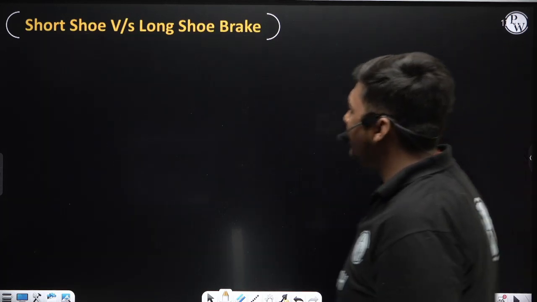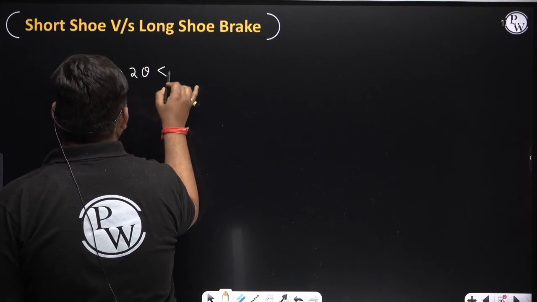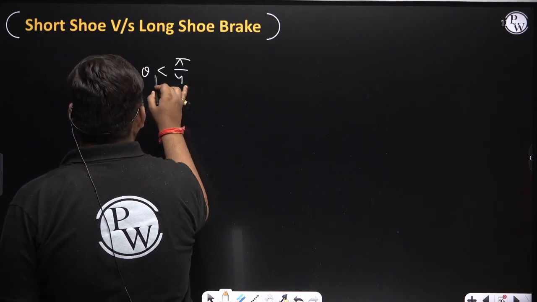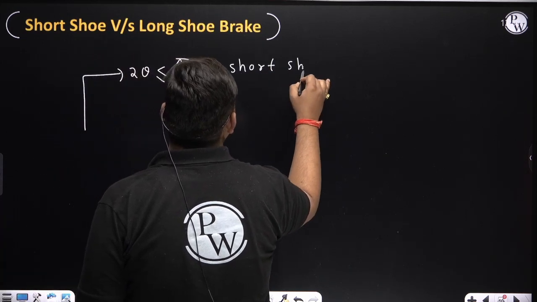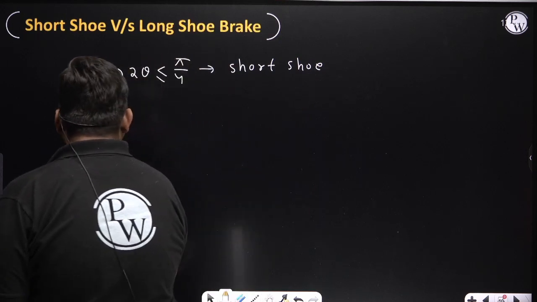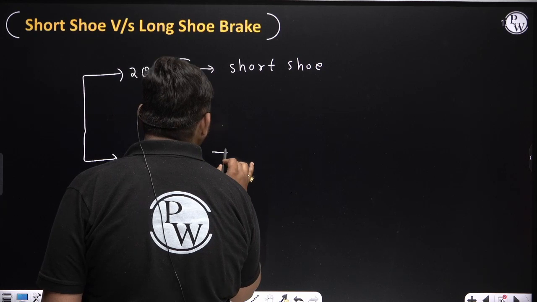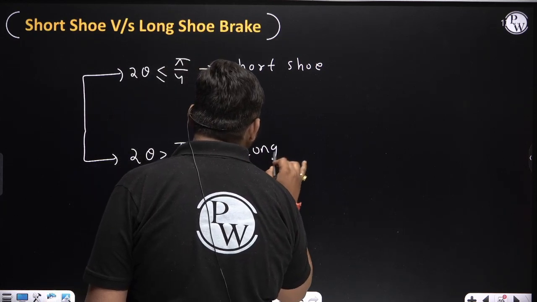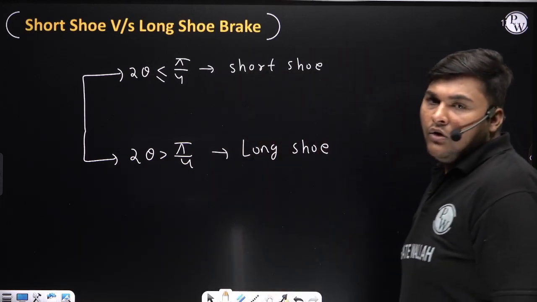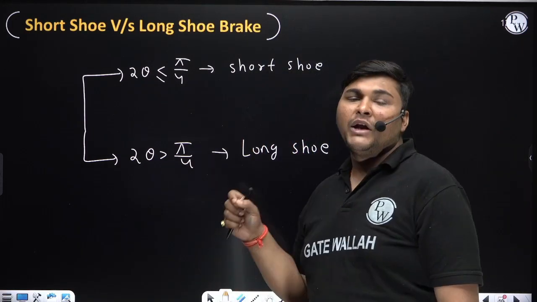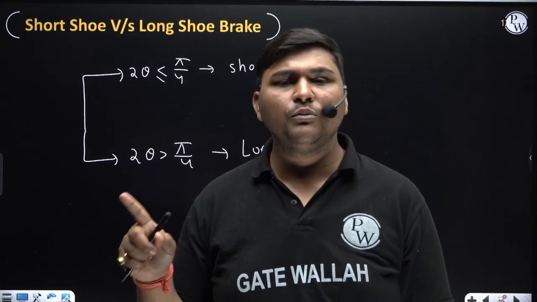So I am also simplifying here. If 2 theta is less than or equal to pi by 4, then that brake will be known as short shoe brake. If the block angle, that is 2 theta, is greater than pi by 4, then that brake is known as long shoe brake. This distribution we will use whenever the type of brake is not mentioned in the exam, whether it is short shoe brake or long shoe brake.